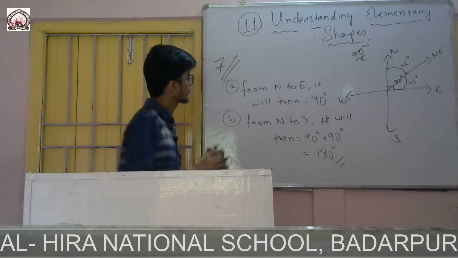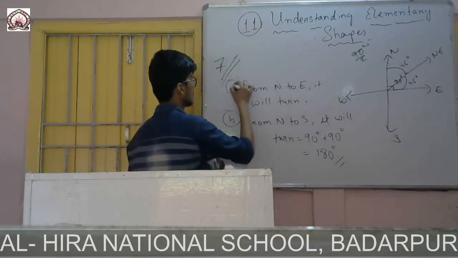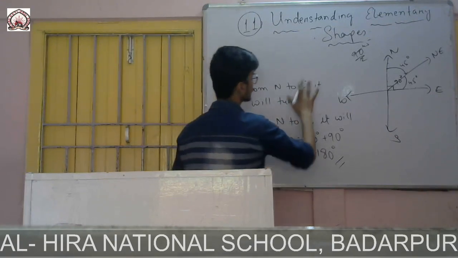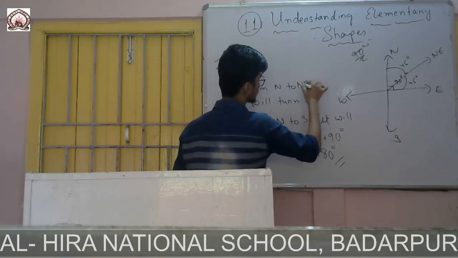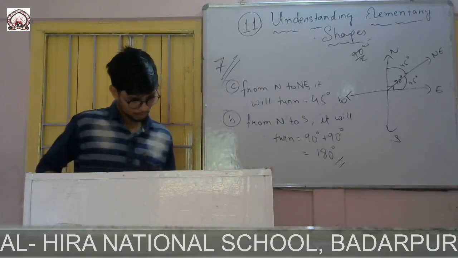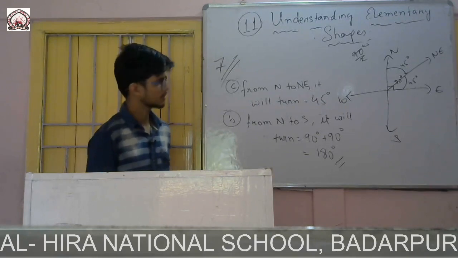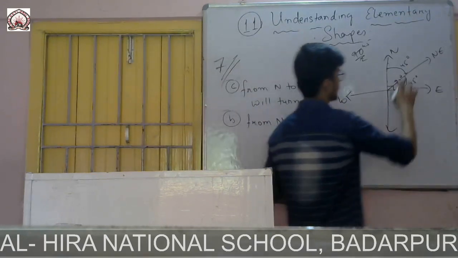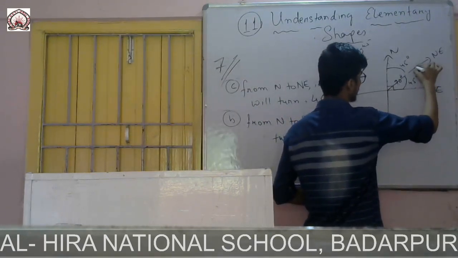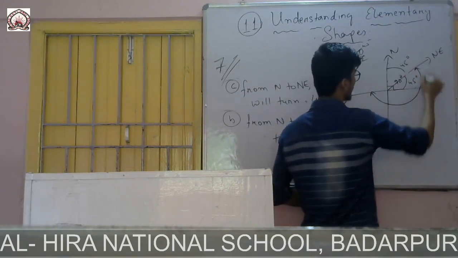So the answer you write C. From north to northeast, it is 45 degree. Then from northeast to west. So from northeast, that means starting from this one up to west. Starting from here up to west.